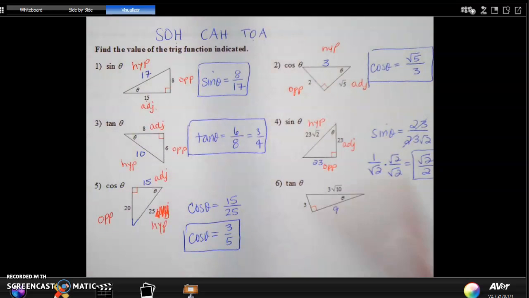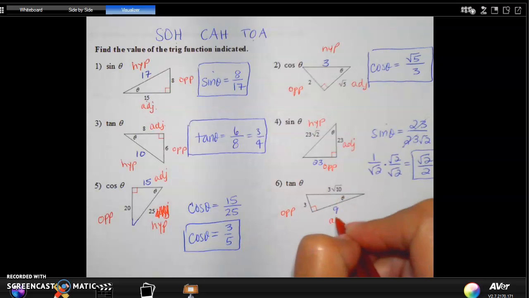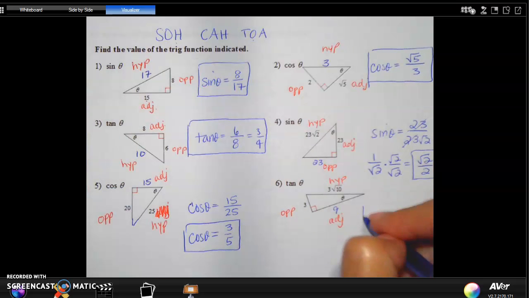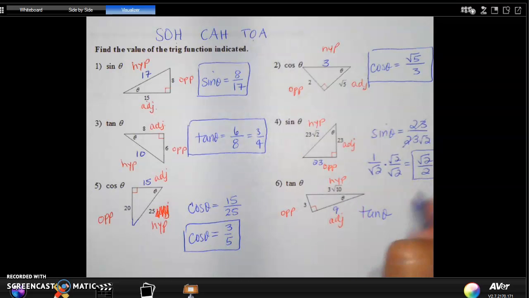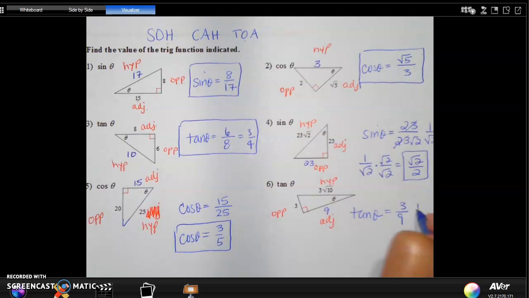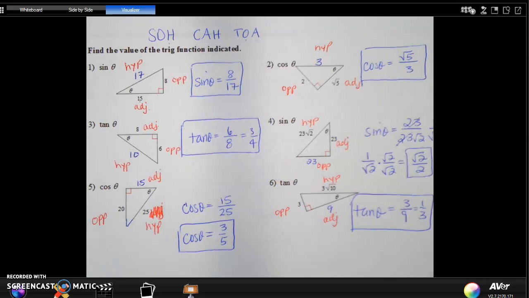Last one, here's our angle. This is the side opposite, this is the side adjacent, and here's our hypotenuse. So we're doing tangent of theta, which is opposite over adjacent. Our opposite side is 3, adjacent side is 9. We can reduce that to 1/3. So that's how you're going to do your first set of problems on your homework sheet.